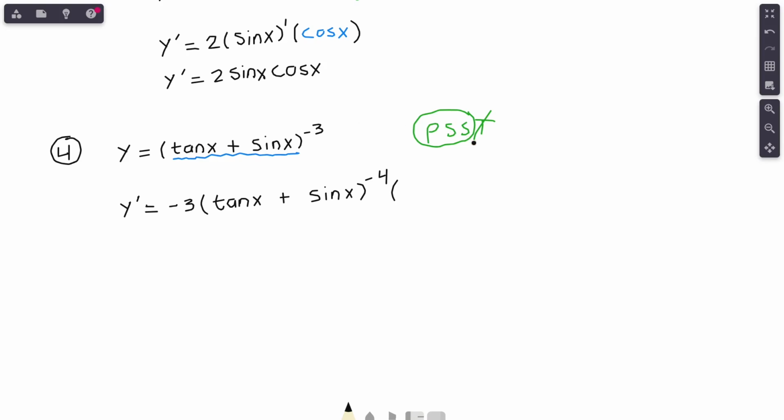So the derivative of tangent, right? We said PSST, we cross out the tangent, and what's left is our derivative, so positive secant secant, or secant squared.